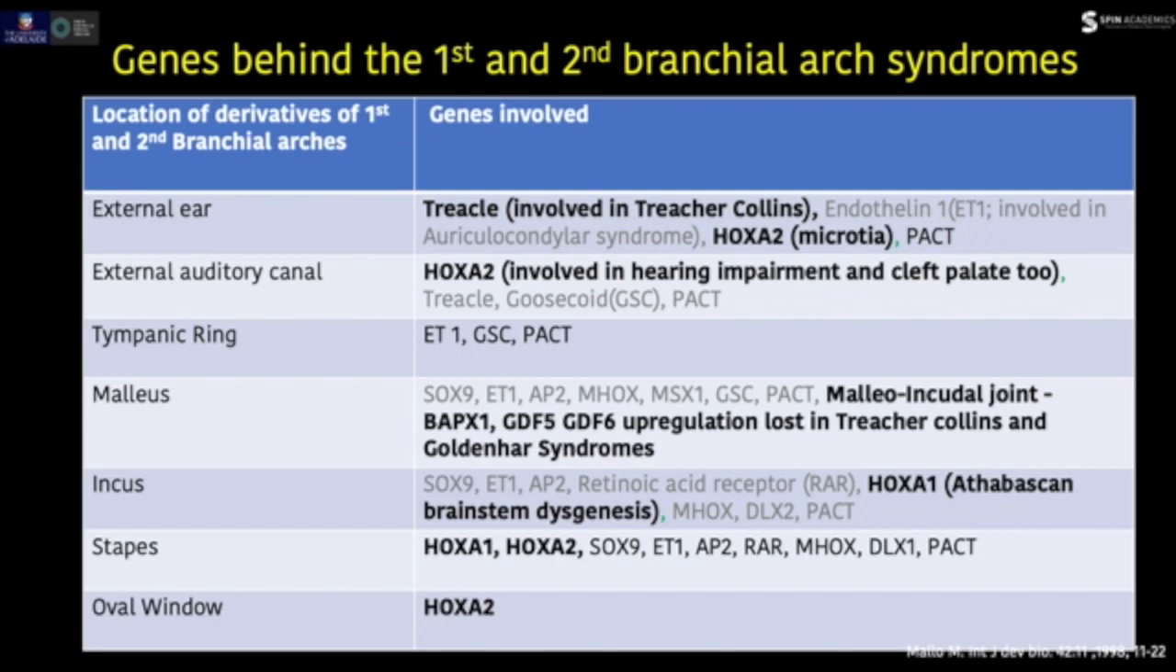There are many genes that are involved in the first and second branchial arch syndromes at every step. You will notice in bold that, amongst others, the homeobox or HOX genes figure prominently. You can read this at leisure when the recording is made available. But I would like to draw your attention to a few genes here. TCOF1, a product that is involved in Treacher Collins. HOXA2, as I mentioned, that can be involved in cleft palate, apart from its involvement in Athabascan brainstem dysgenesis.